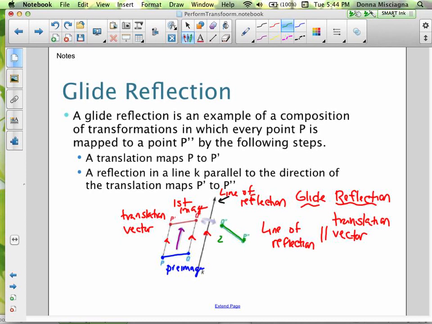So we'll always have a first image and a second image because we're always going to graph both. Sometimes if you're asked to figure out the composition of transformations, sometimes they'll give you both the first and second, and sometimes they won't. So if they don't give you the first and second images, then there may be more than one way to get to that same point, and that's okay. But it is easier when we have both, and we'll always graph both.